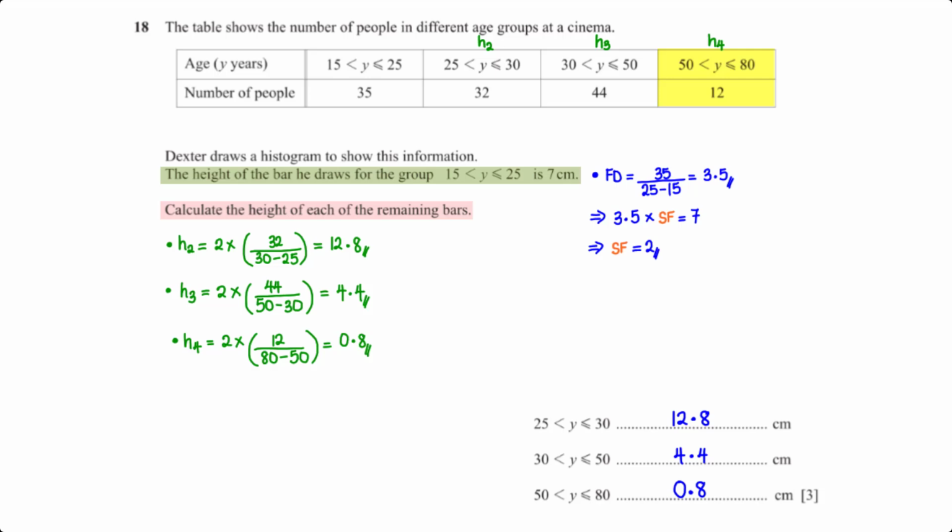Then finally, for the interval y is greater than 50 and less than or equal to 80, its height will be 2 times the frequency density, which is 12 divided by 80 minus 50. This gives us 0.8 centimeters.